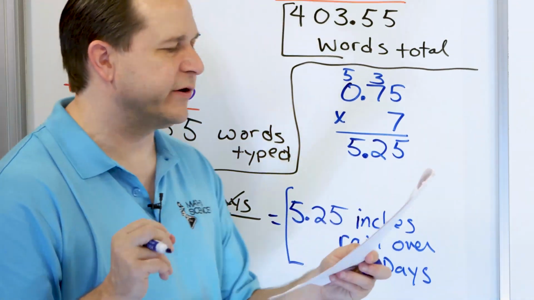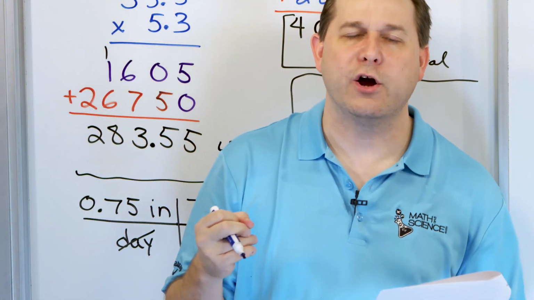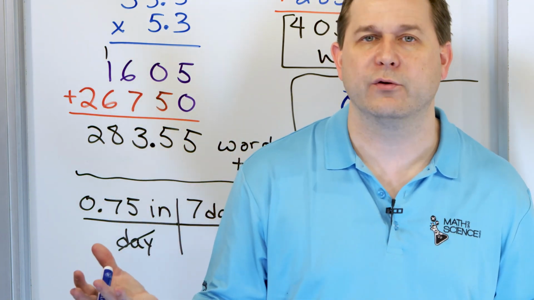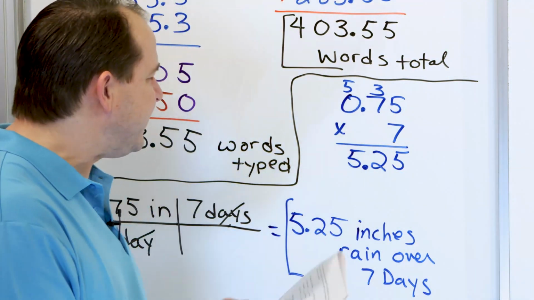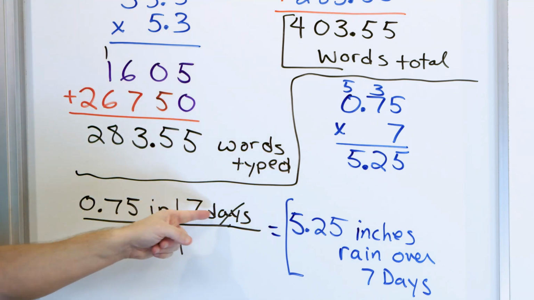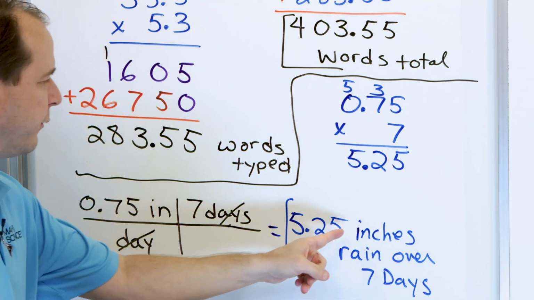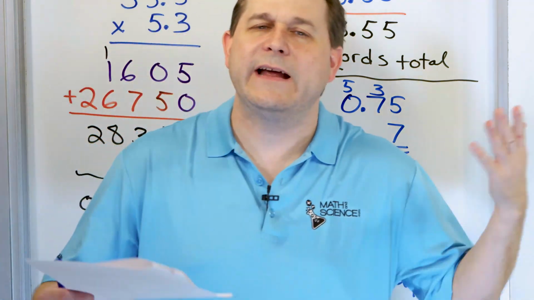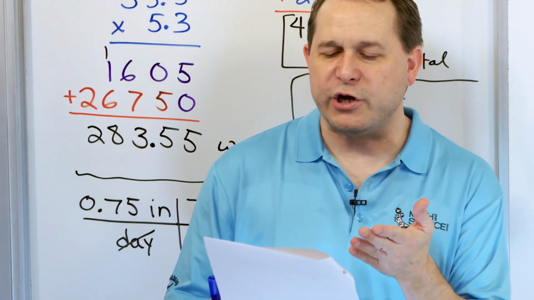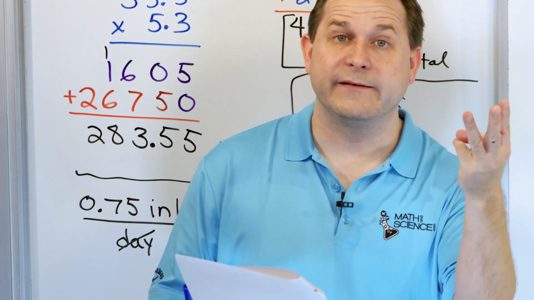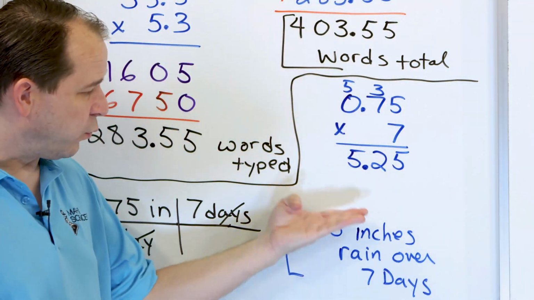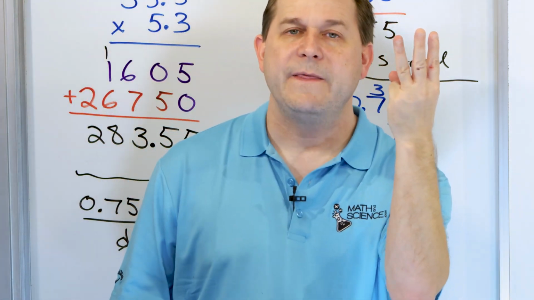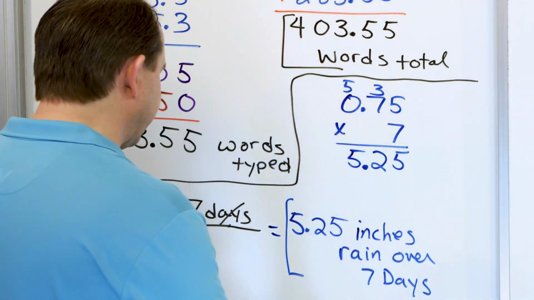Now, the second part of the problem says, how much will it rain over 3 weeks? Again, if the rain remains constant every single day. Well, when you think about it, 7 days is a week. So I multiplied by 7 and got how many inches of rain over 7 days. But 7 days is a week. So if I really want to know how much rain falls over 3 weeks, and this is just 1 week by itself, then I should take this number and multiply it by 3. That will give me the amount of rain over 3 weeks.